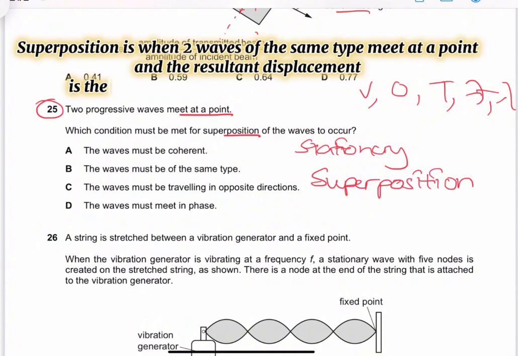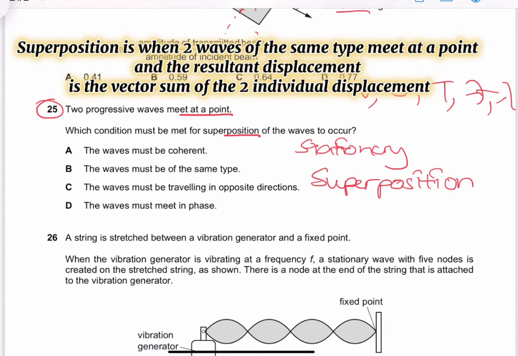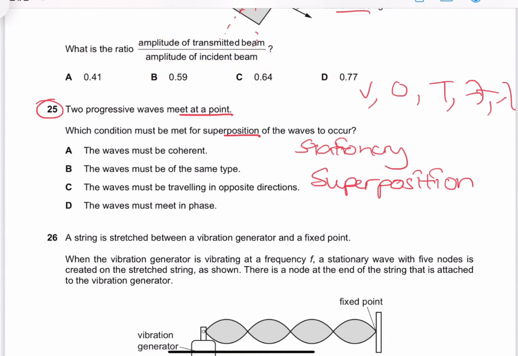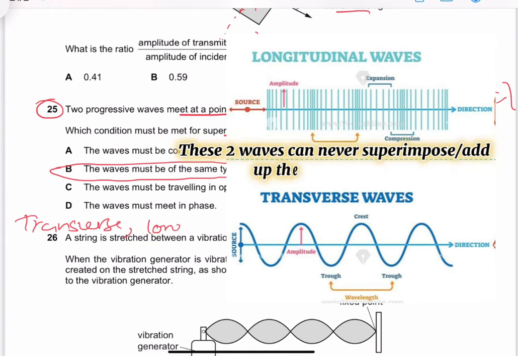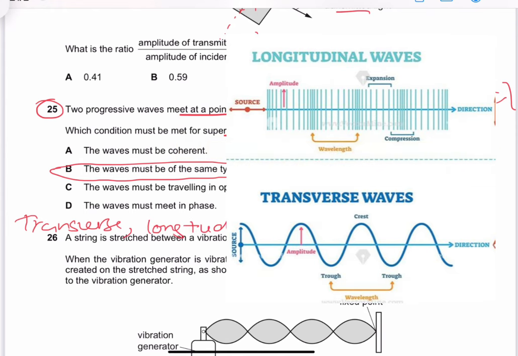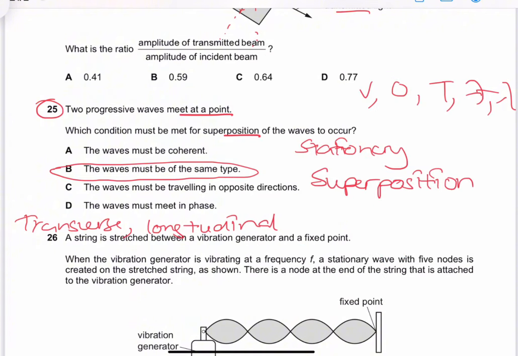But for superposition, the waves can meet out of phase, that is destructive interference, or they can meet in phase, that is constructive interference. So we have to understand this. For superposition to occur, the waves have to be of the same type. It can't make sense for a transverse wave and a longitudinal wave, two waves which are not of the same type, to form superposition. Superposition is when waves add up. The resultant displacement is the vector sum of individual displacements. We know that the transverse wave displaces in a perpendicular direction. A longitudinal wave displaces in a parallel direction. Those two can never superimpose in any way. They can never have superposition, right? Waves can meet out of phase.